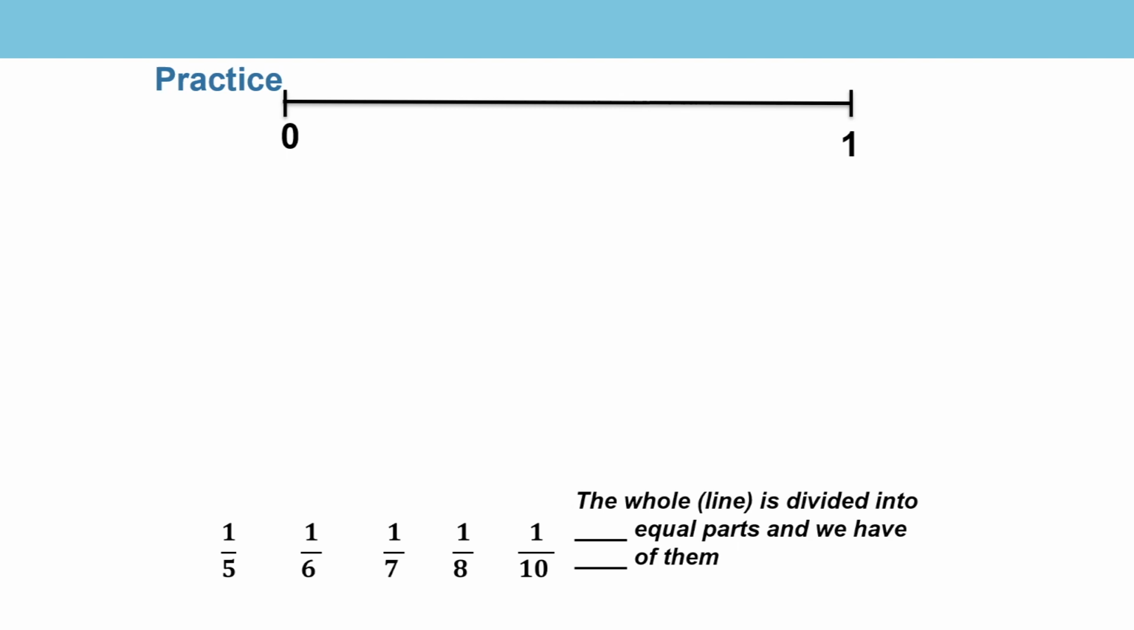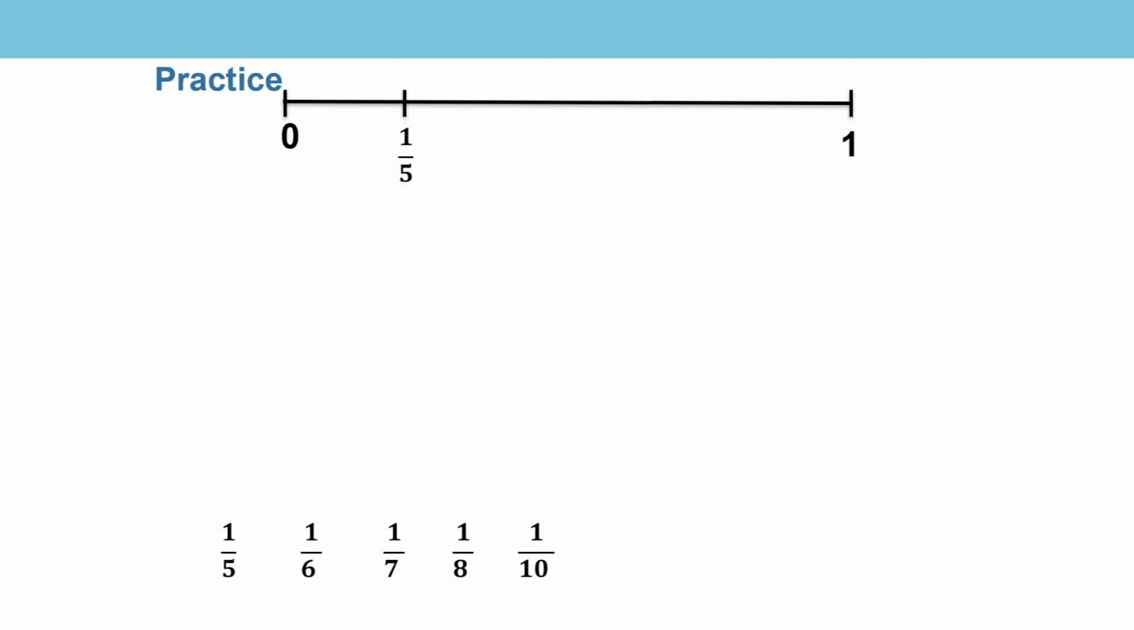Okay, so let's look at the 1/5 together now. We know the whole is divided into 5 equal parts and we have 1 of them. This is where 1/5 will be positioned on the number line. The next fraction is 1/6. We know the whole is divided into 6 equal parts and we have 1 of them.